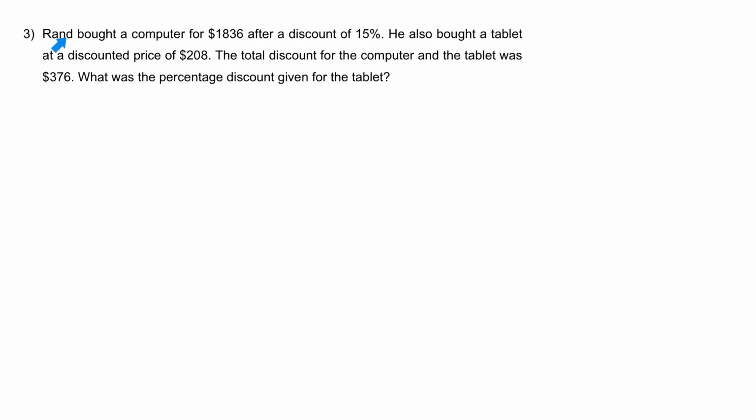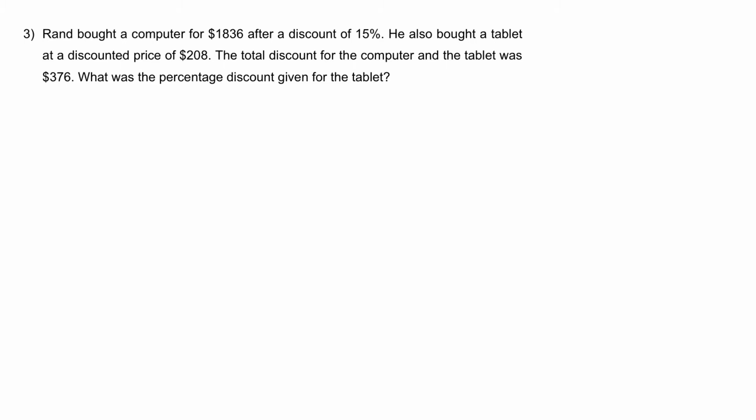Question 3. Ren bought a computer for $1,836 after a discount of 15%. He also bought a tablet at a discounted price of $208. The total discount for the computer and the tablet was $376. What was the percentage discount given for the tablet?